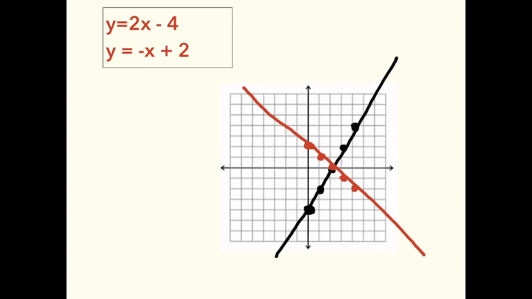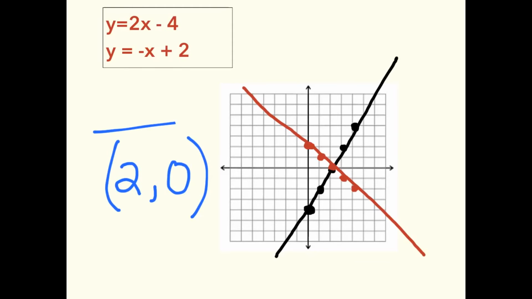And you can see that is positive 2. So we went over 2 on the x-axis, and then 0 because we didn't go anywhere on the y-axis. So the solution to this system of equations is 2, 0.